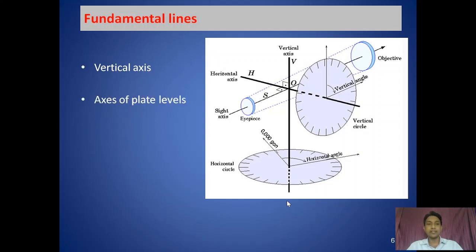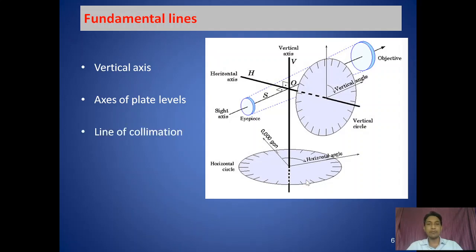Second is the axis of plate level. It is the plate level on which a level tube is fitted. So the axis which is tangential to the plate level bubble is known as the axis of plate level.